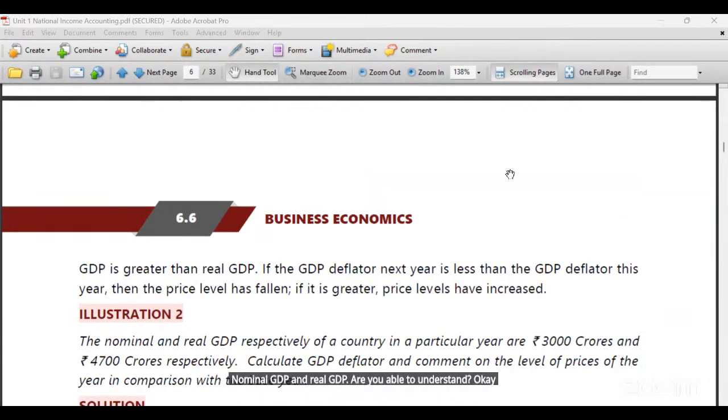Yes, ma'am. Okay. Now please do the second one. Illustration 2. Nominal GDP is 3,000. Real GDP is 4,700. Calculate the GDP deflator. I have given you the formula, right? Are you able to understand? Got it? And write your answer in the chat box.